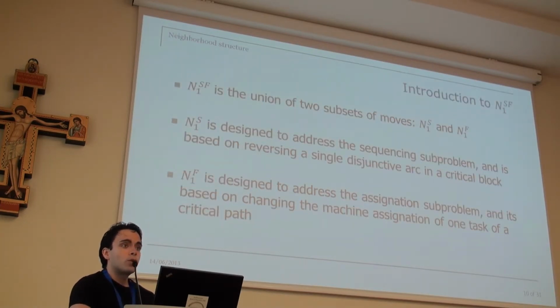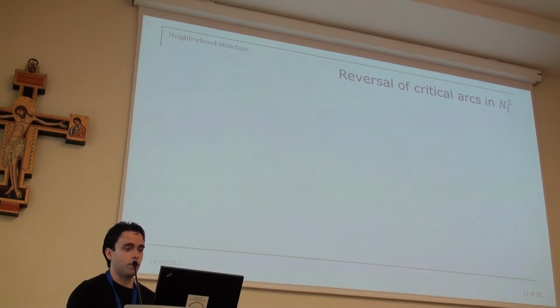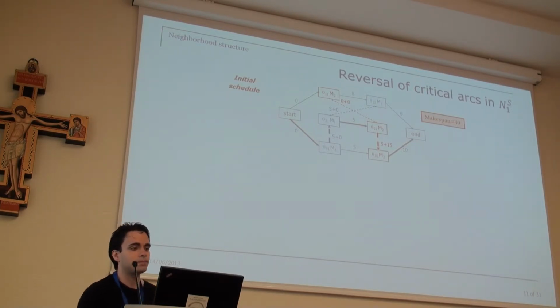We propose a neighborhood which is the union of two smaller neighborhoods. One of them is defined to tackle the assignation subproblem, and the other is defined to solve the sequencing subproblem. I'm going to describe each one of them separately, starting with N1S, which is the one designed to solve the sequencing subproblem. This structure is based on reversing critical arcs.